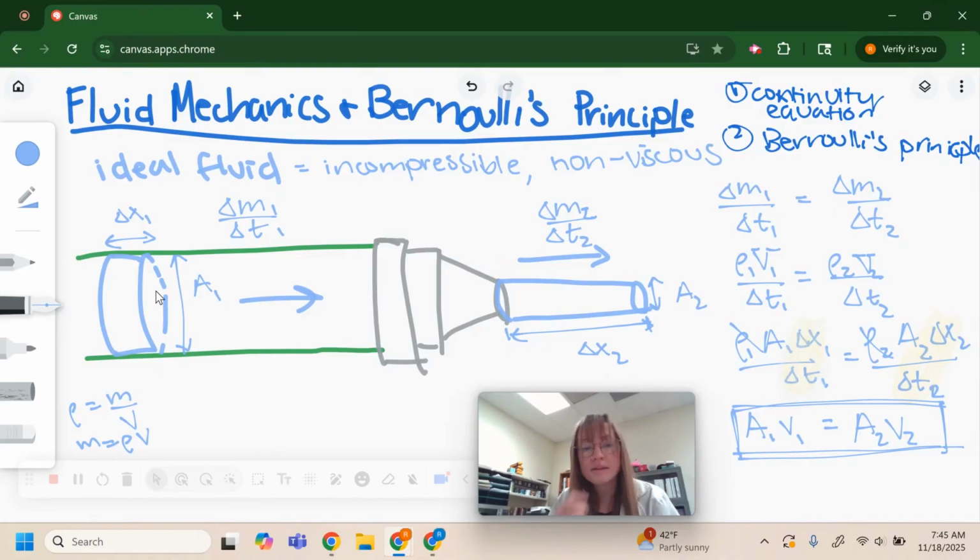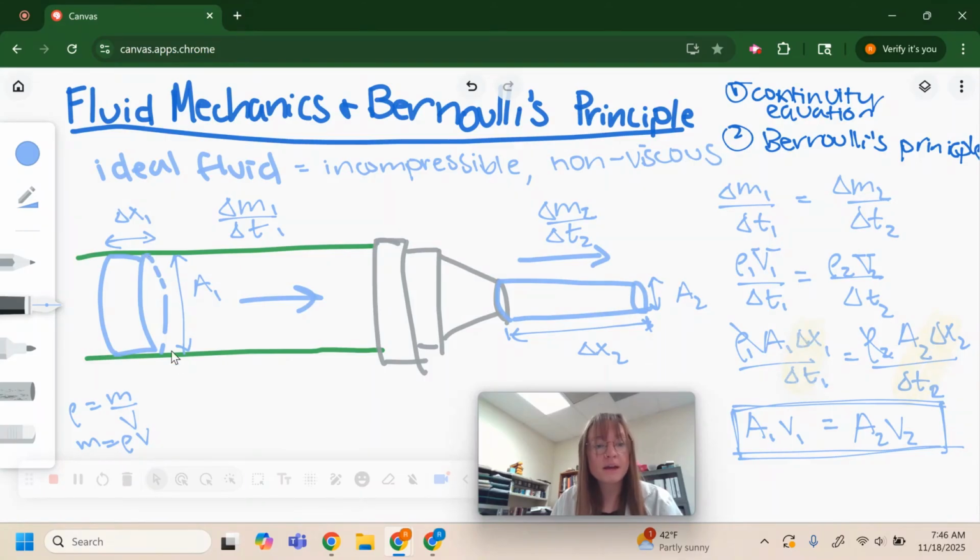If you are trying to get 5 drops through this way in the same amount of time as you need 5 drops through this way, but this one's a much smaller area, then it has to flow faster to get 5 drops out of here in the same amount of time that it took 5 drops to go through here. So we can see that really this is just a restatement of conservation of mass.